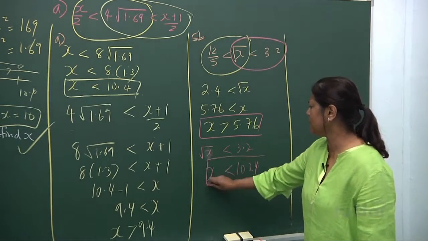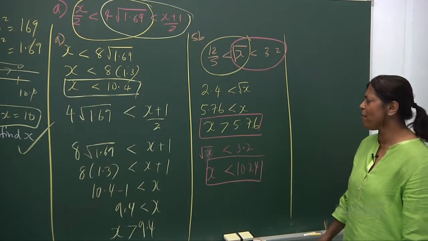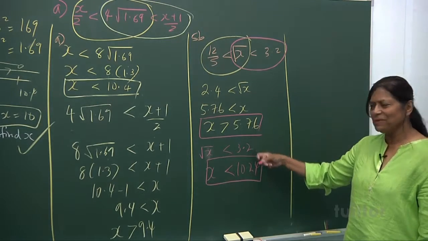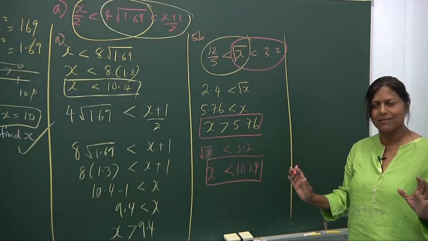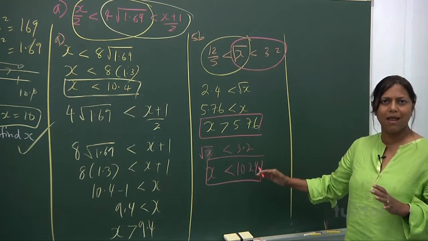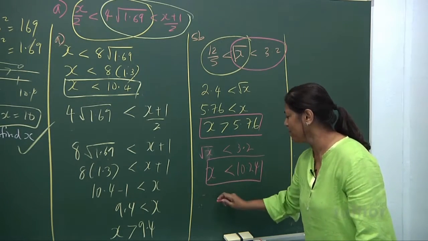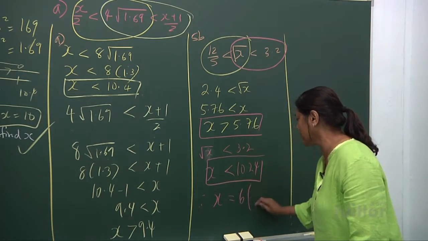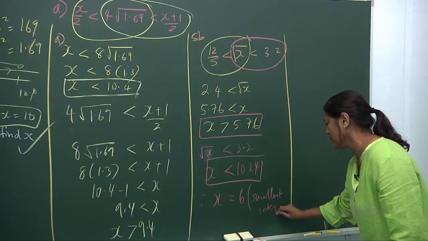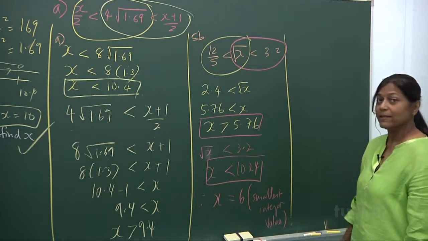So x is lying between 5.76 and 10.24. And the smallest integer value will be very visible, 6, because it's after 5. 6, 7, 8, 9, 10. These are the integer values that satisfy this. Therefore, x is equal to 6, the smallest integer value that satisfies this condition. Look at that. Got it?